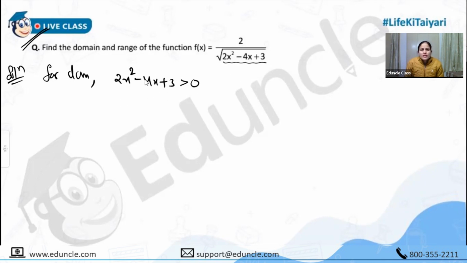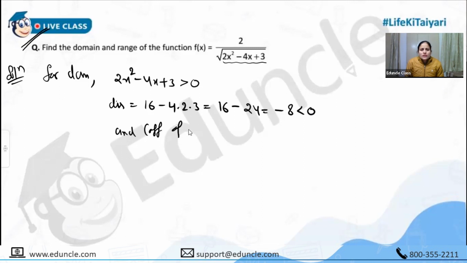See, when you factorize, the quadratic factors won't come. So as it is a quadratic equation, if you take the discriminant, तो discriminant क्या आ रहा है? b square minus 4ac. That means 16 minus 24, that is minus 8, which is less than 0. Discriminant is less than 0, and here the coefficient of x square is equal to what? 2, which is greater than 0.